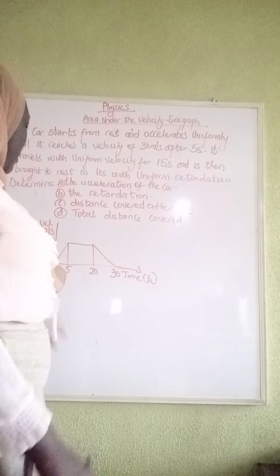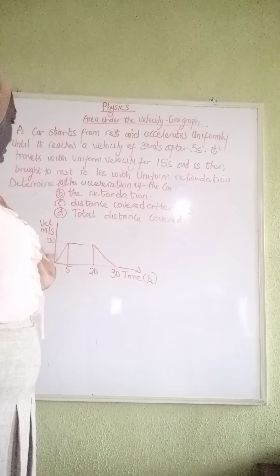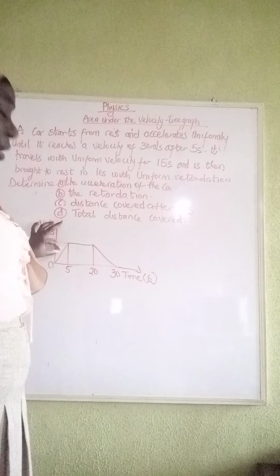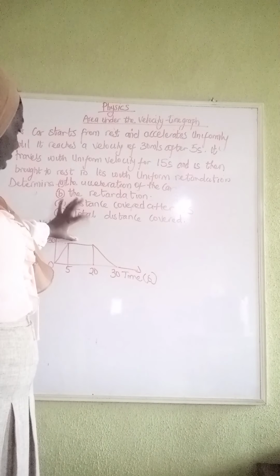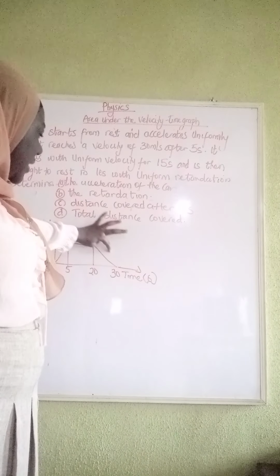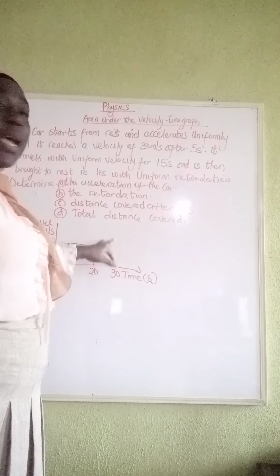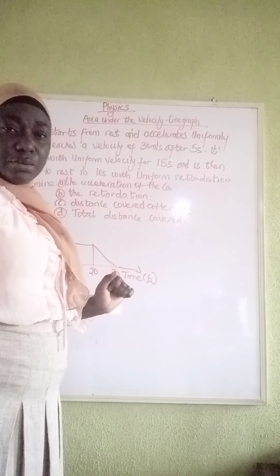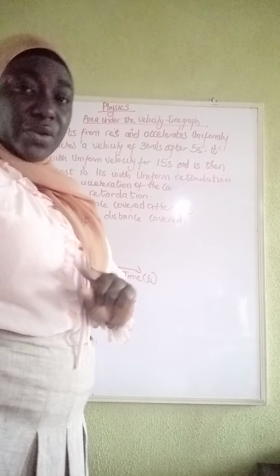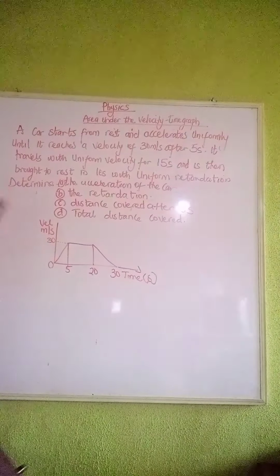Can you see the graph? It starts from rest. Uniform acceleration is maintained here. Uniform velocity is also maintained before it is brought down to rest, and that is what we call the uniform retardation. I explained all this in our previous class. Now, these are the calculations.